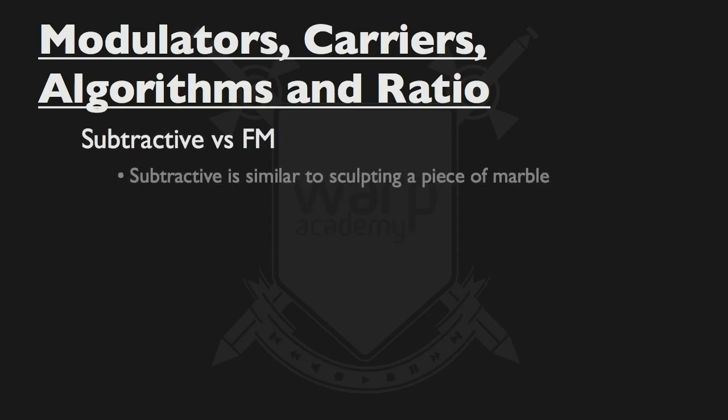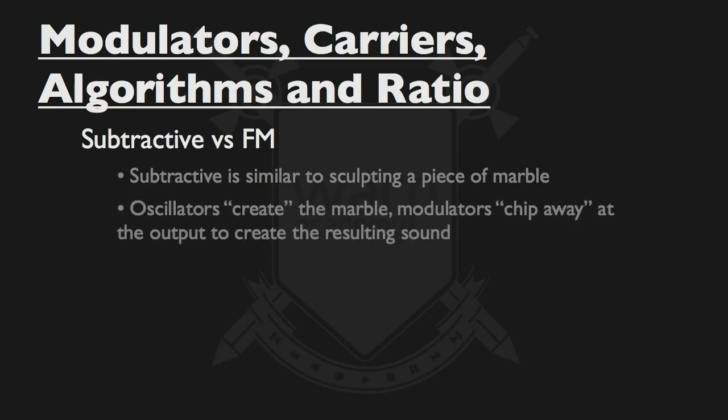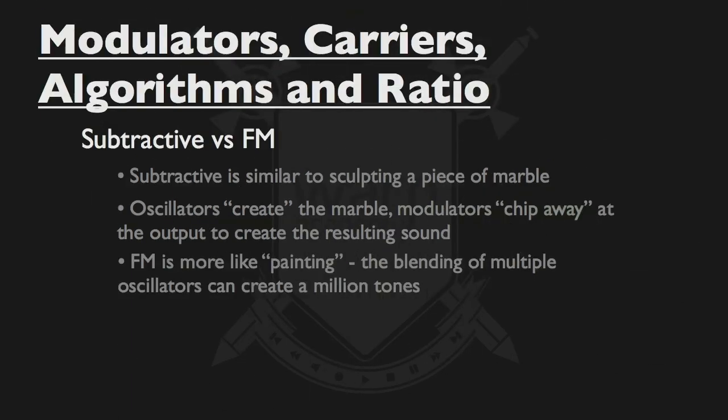In subtractive synthesis, the approach to sound design is similar to a sculptor working a piece of marble. The oscillators create the marble, and the patch creator chisels off what they want to lose in order to make a sound. FM, however, is more like painting. Mixing oscillators and their relationships in some ways is like mixing paints. One shade of red and one shade of blue can make a million variations, and likewise, two oscillators or more mixed together can create a million tones.